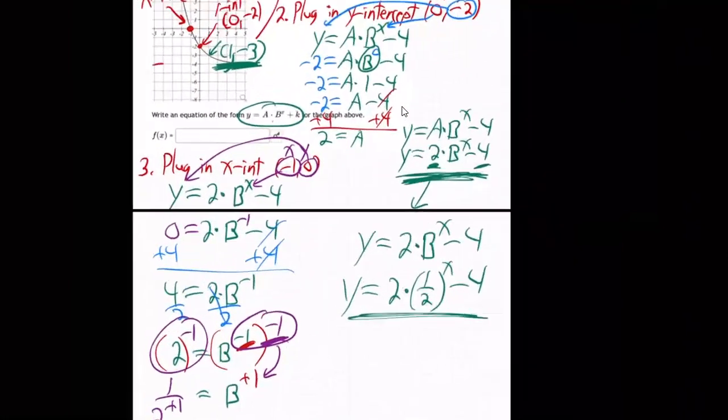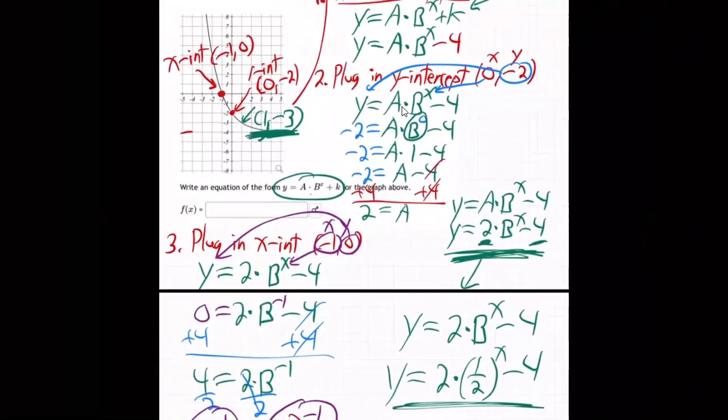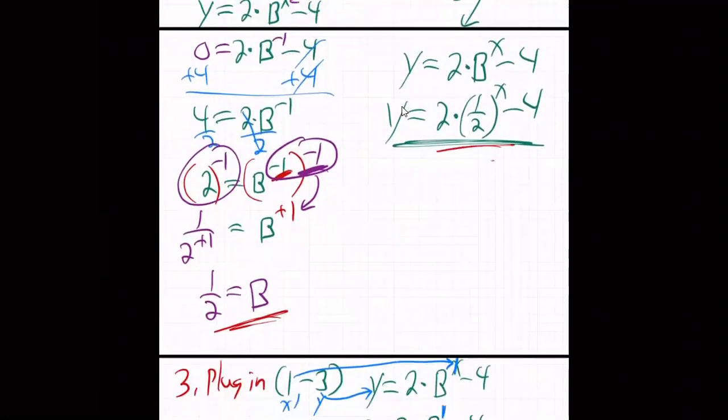So any clear point will work. It doesn't have to be the x-intercept. You could do any other clear point. In fact, that was in some ways easier to deal with, over 1 down 3. So that works. And there's our equation.